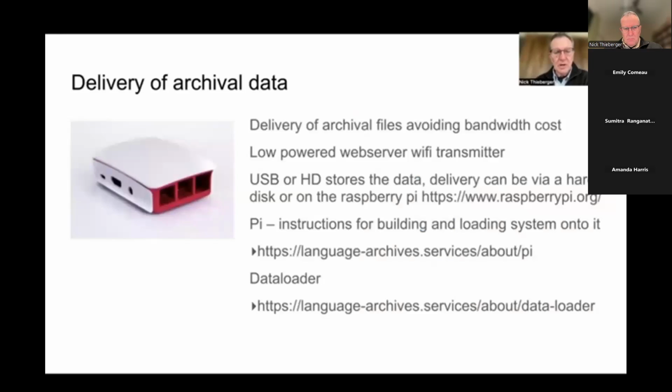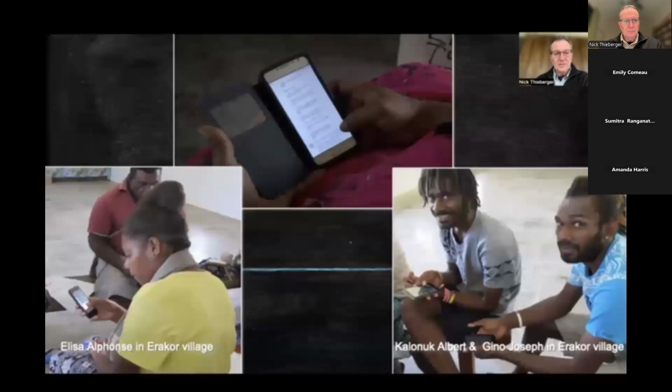So we're using Raspberry Pi Wi-Fi transmitters. These are great for remote locations in particular because in many places the internet is difficult and expensive to access, especially if you want to download large files. So we can load archival materials onto a USB stick, put it into the Raspberry Pi, and have that then available in a local area for delivery onto mobile phones, because most people are accessing this kind of material on mobile phones and not on computers. And there are some websites there that tell you about how we do this.